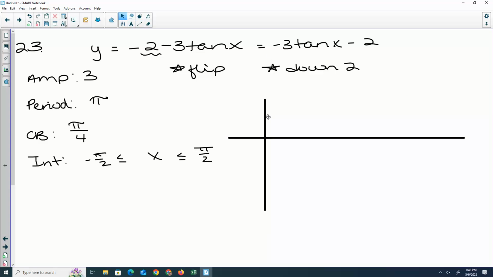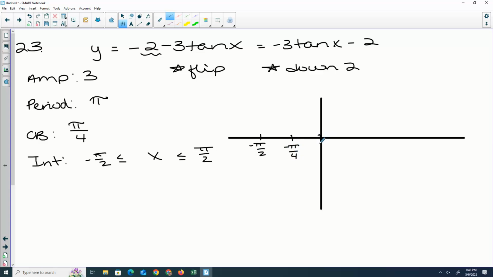My first point will be at negative pi over 2. Add pi over 4, that takes me to negative pi over 4. Plus pi over 4 is 0. Plus pi over 4 is pi over 4. Plus pi over 4 is pi over 2. Because we went down 2, we usually showed that by drawing a dashed line there. This is going to mark the center of my graph. Since my amplitude is 3, we'll be going 3 above and below that line. So my highest point would be at 1, my low at negative 5.